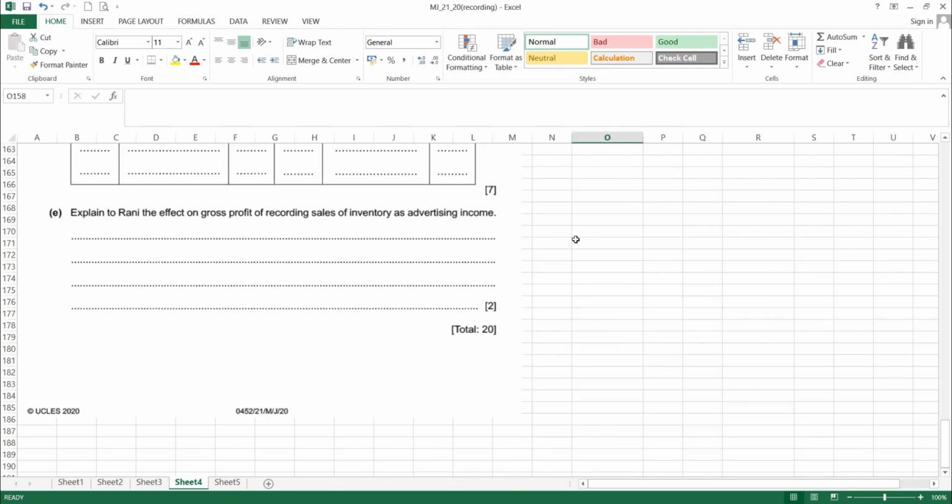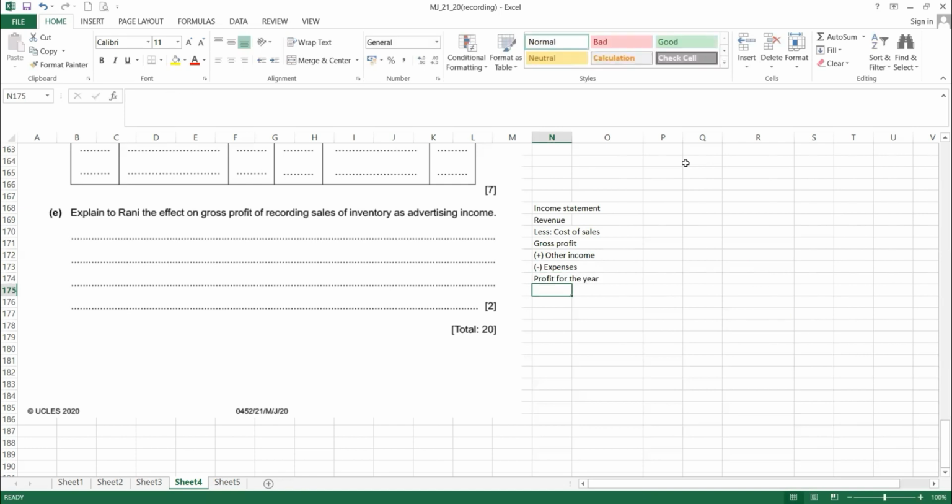So when the sales, okay, let's see, I prepared a simple income statement just to show you the sections: revenue, less cost of sales, and then we get gross profit, and then we plus other income, and then we less expenses, and then we get the profit for the year.